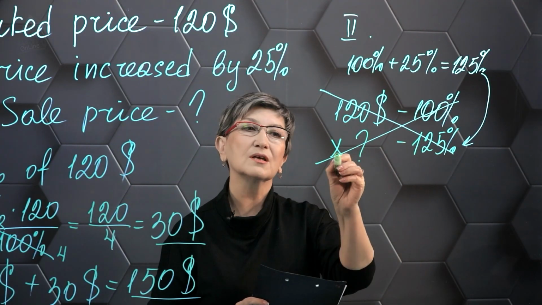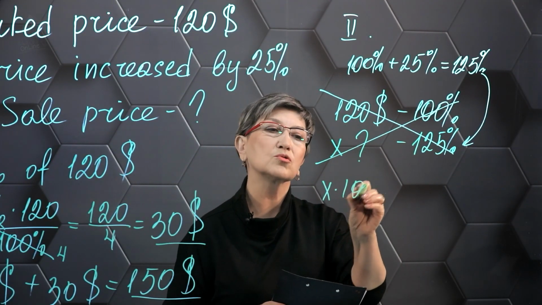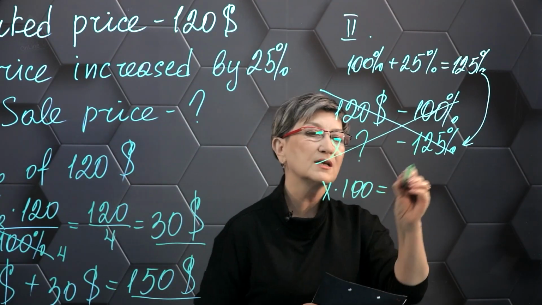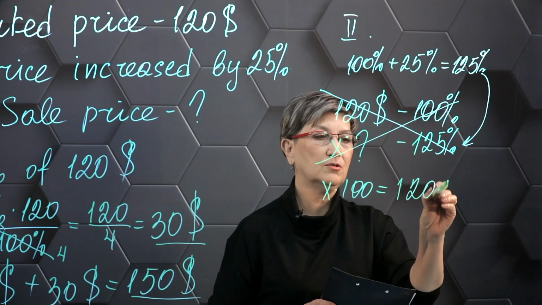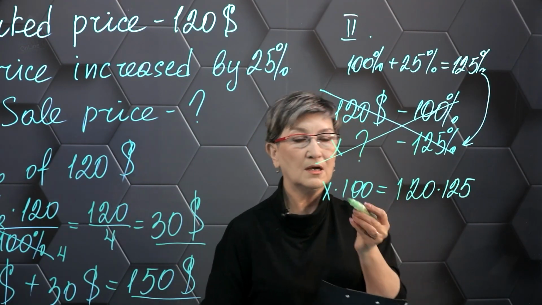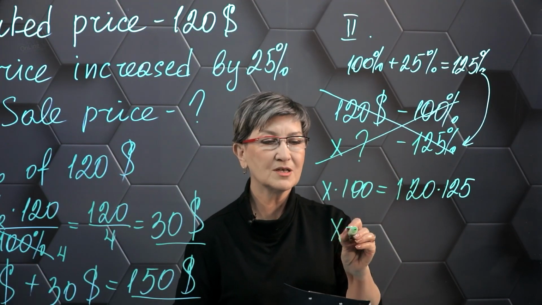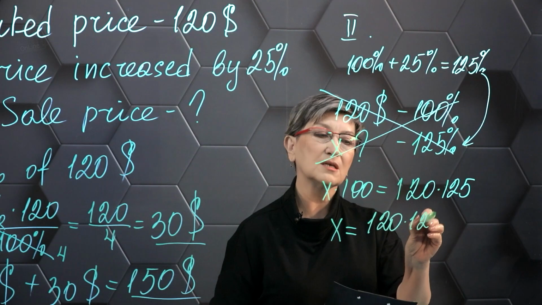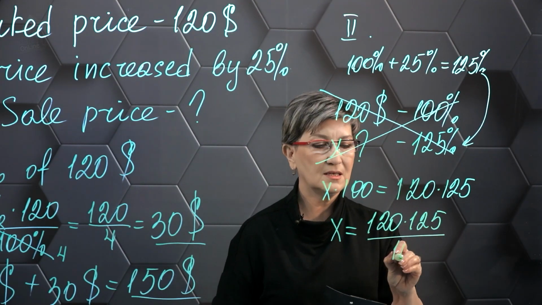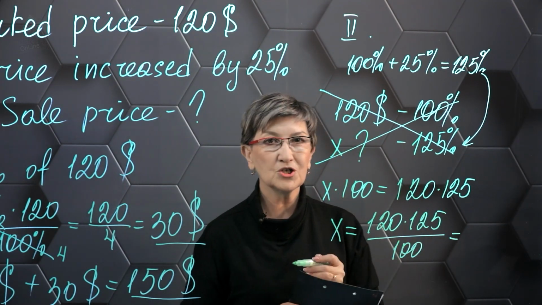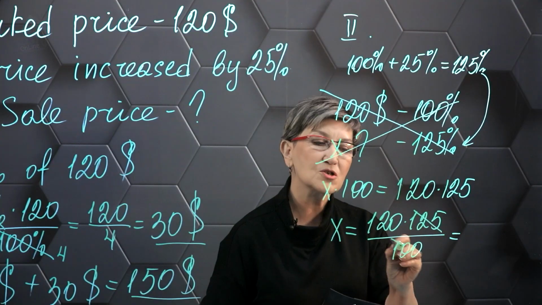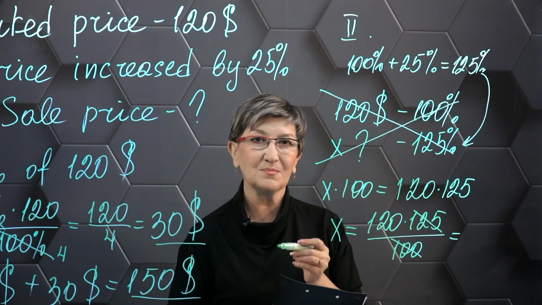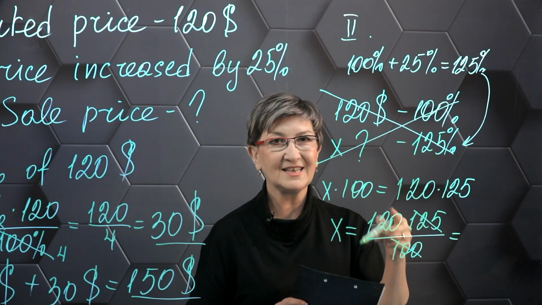The rule of proportion: x multiplied by 100 equals 120 multiplied by 125. Solving this equation, we get x equals 120 times 125 divided by 100. This fraction can be reduced. 125 and 100 are reduced by 25.